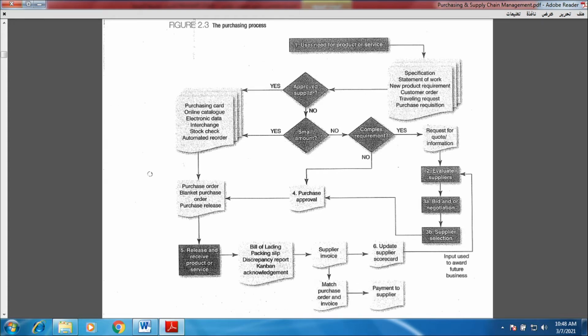But if no, we don't have an approved supplier, maybe his contract is finished, maybe we are not satisfied with his performance, maybe the materials are new, maybe we only occasionally ask for this kind of service. If no, then I'm asking another question. So this is another decision area. Are the requirements you are asking for a small amount or a big amount?